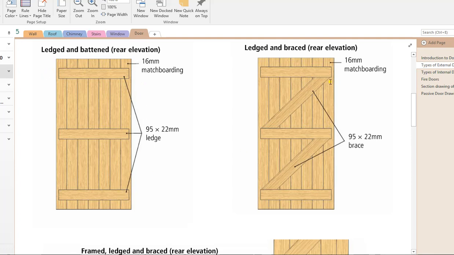This one here is slightly stronger with braces, and to hinge this door, the hinges have to be placed on this side here. This is the side it has to be hinged on, because the weight of the door is coming down along the brace here and going into the hinge here. If you were to hinge it from the opposite side, you'd have force coming down along here, transferring the weight down along here, and the door would be catching on the ground.